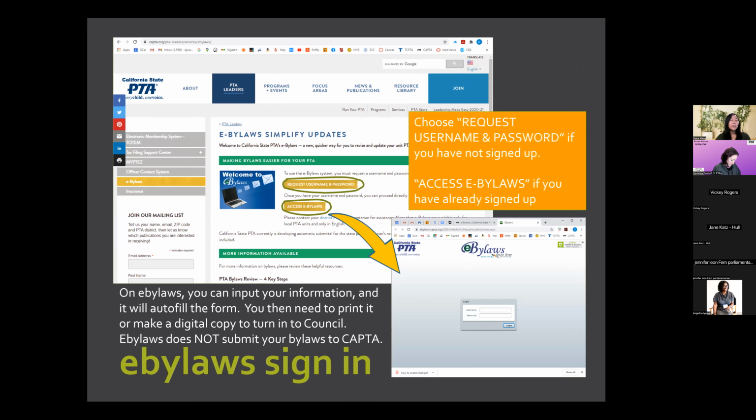This will allow you to enter all the information for all those little blanks that get filled in on the bylaws form, and it will automatically print those for you. When you do the e-bylaws, it does not submit anything to anyone. It's just a place for you to fill in the information so that you can print a revised version of your bylaws. When you go to e-bylaws, if you've completed it and you think, oh, I'm done, that is just the very, very first step.